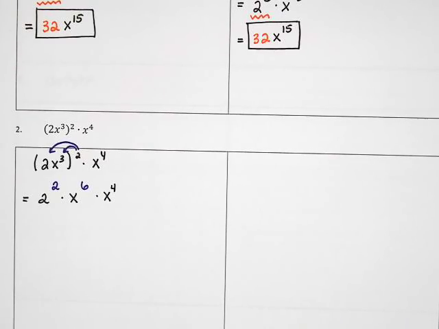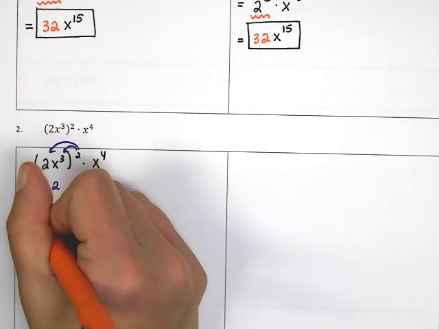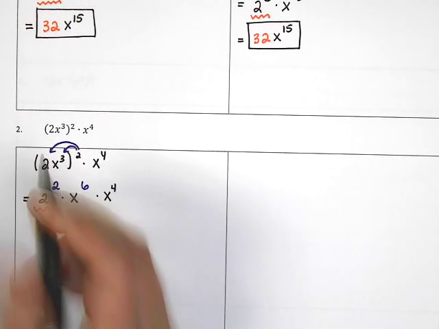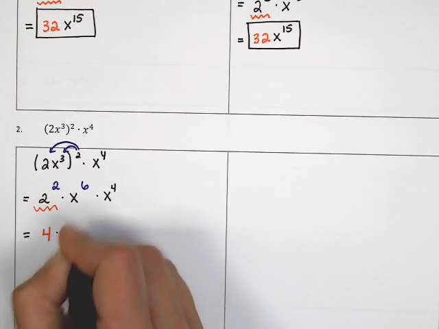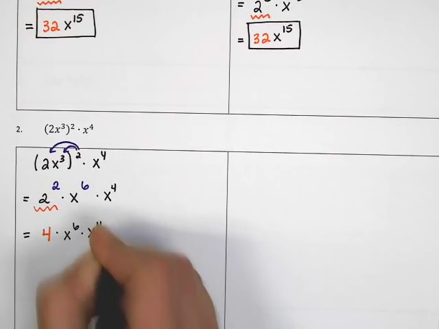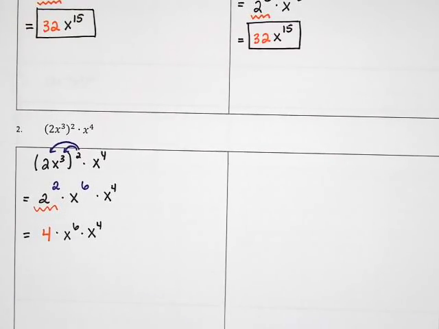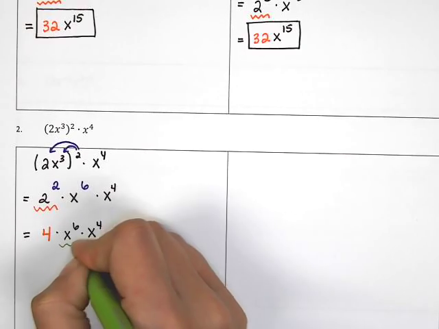Then I might say to myself, well, I know that 2 to the 2nd power can be simplified. So I could simplify that to 4, and then I still have x to the 6th power and x to the 4th power. And then I might think to myself, hey, these have the same base.